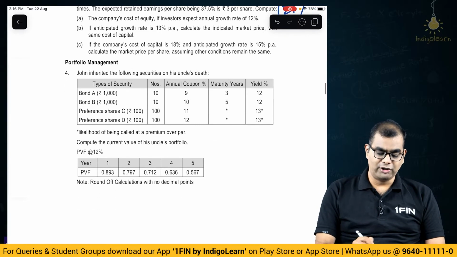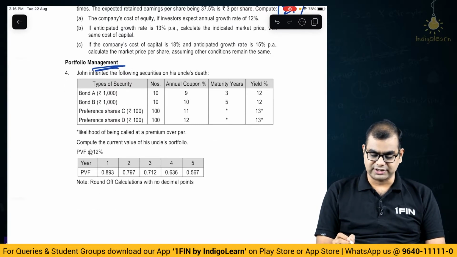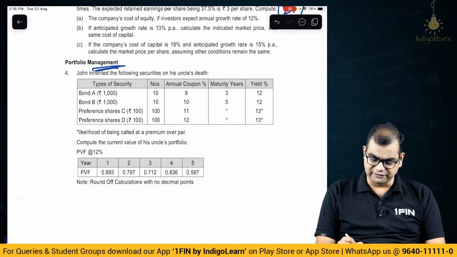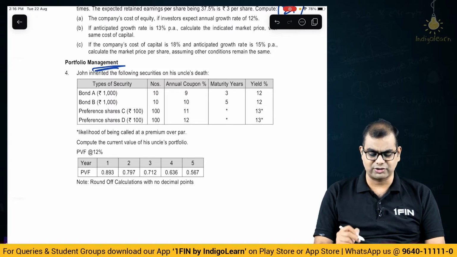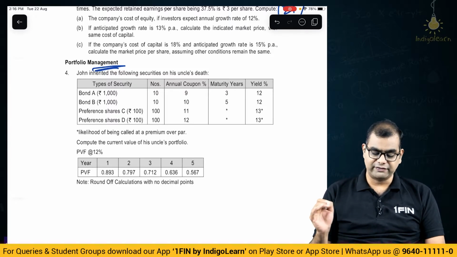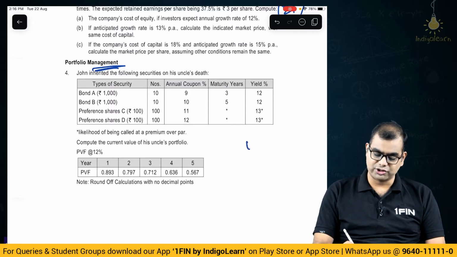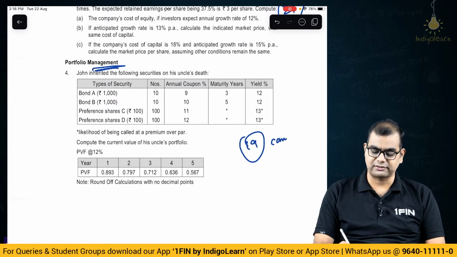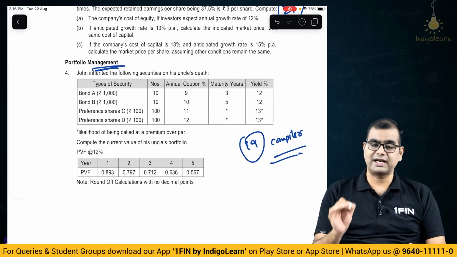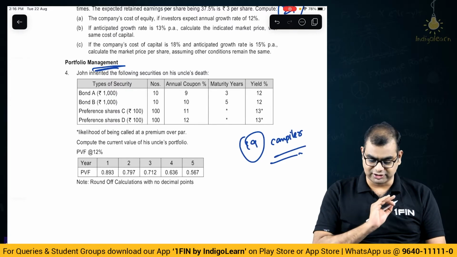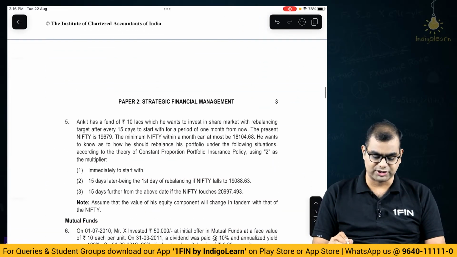Then portfolio management. This is also same question. I think probably there's one small difference, one number or so. No, actually in this question there's no difference. John inherited following securities on his uncle's death. This is portfolio management. This is question number 19 from compiler. We have solved it in the class. I have given the solution in the compiler. Nothing fancy. Very simple question.